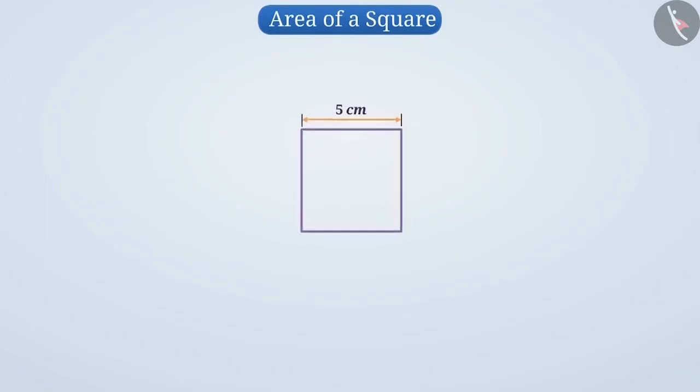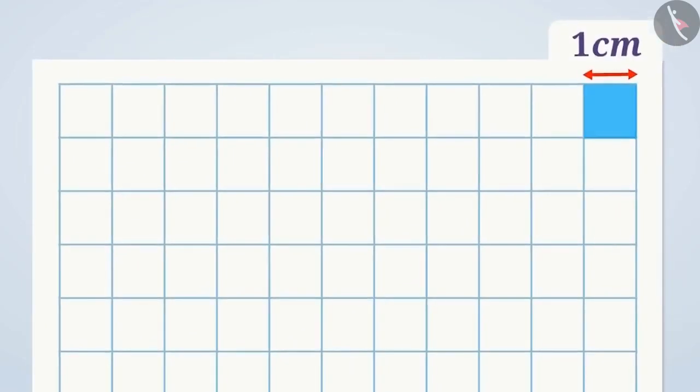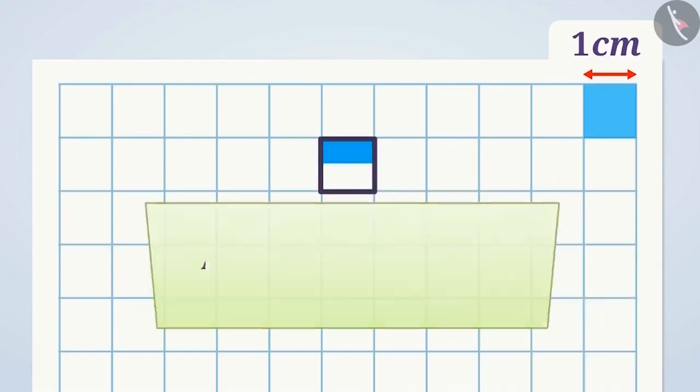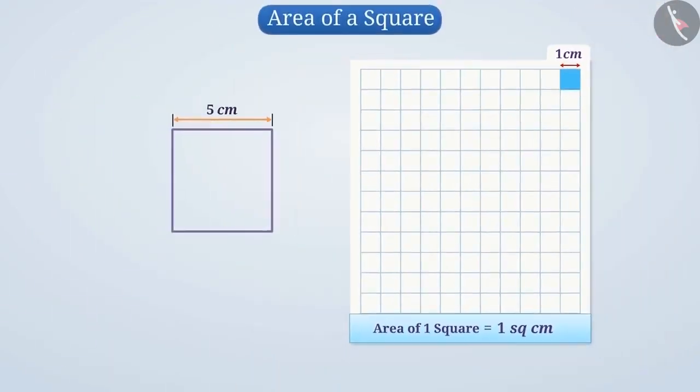Look at this square with sides 5 cm. Let's find its area. To find its area, we will use a square paper or graph paper where the sides of each square is 1 cm long. In this way, the area of each square will be taken as 1 square centimeter, which can be abbreviated as 1 square centimeter. Next, we will make an outline of this figure on a squared paper.